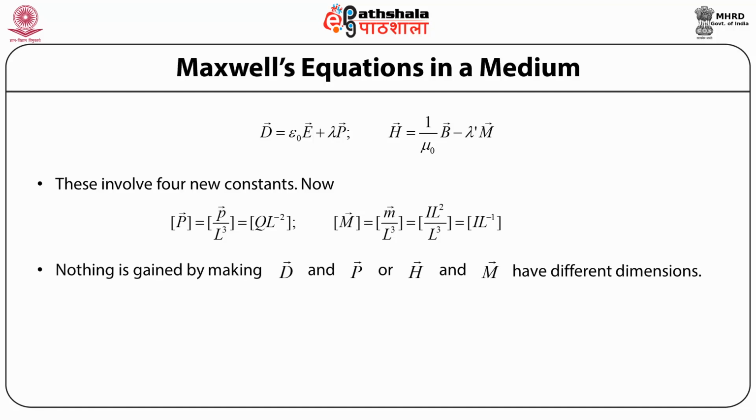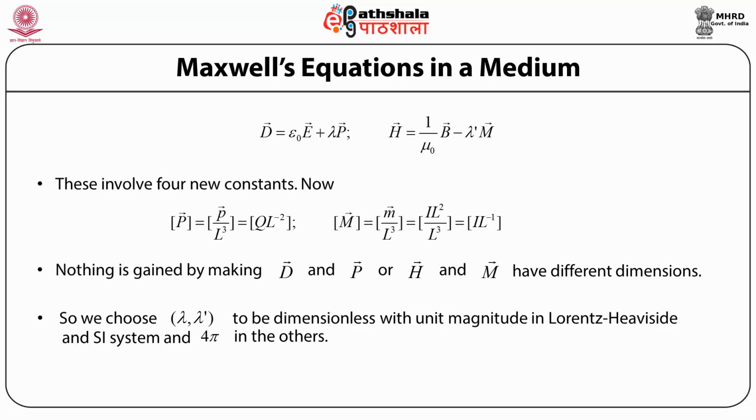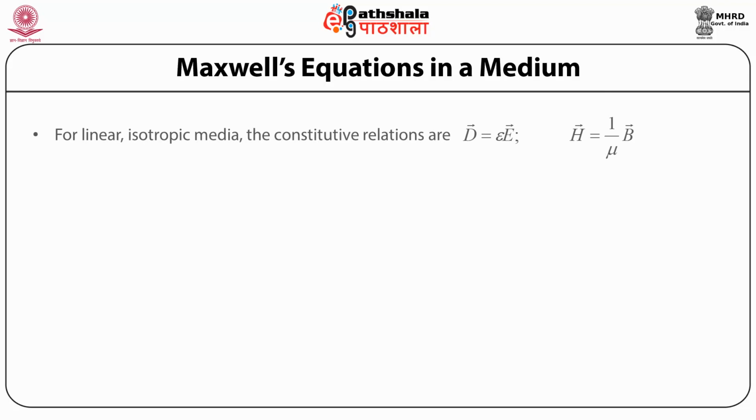Nothing is gained by making D and P or H and M have different dimensions. So we choose lambda and lambda dash to be dimensionless numbers with numerical value unity in the Lorentz-Heaviside and SI systems and 4 pi in the others as mentioned above. So for a linear isotropic medium, the constitutive relations are written as D vector is equals to epsilon E vector and H vector is equals to 1 divided by mu into B vector.